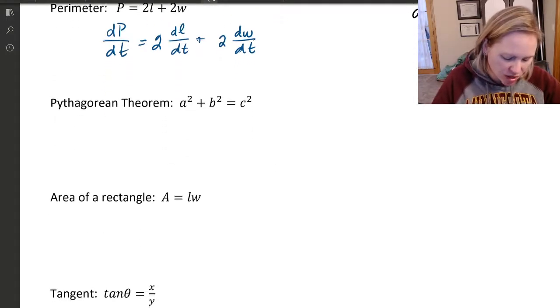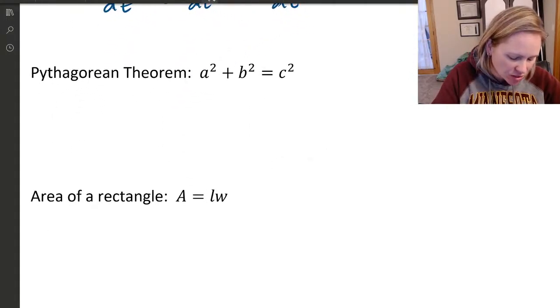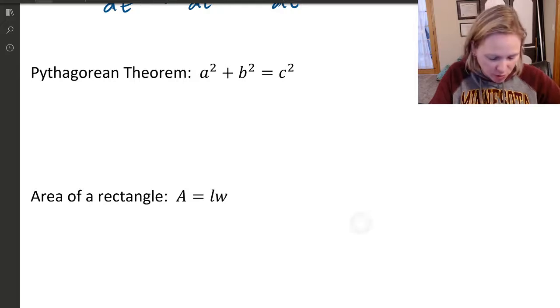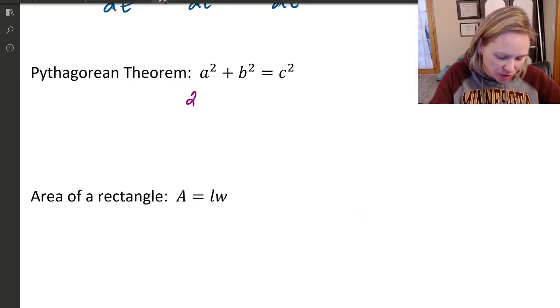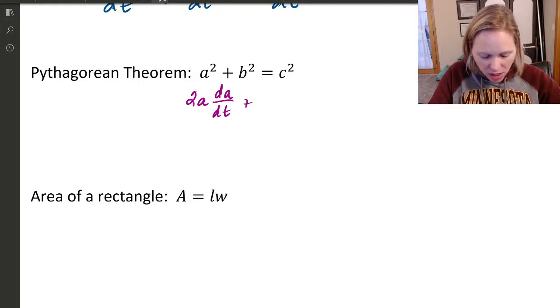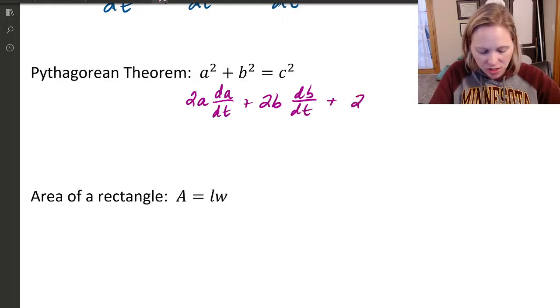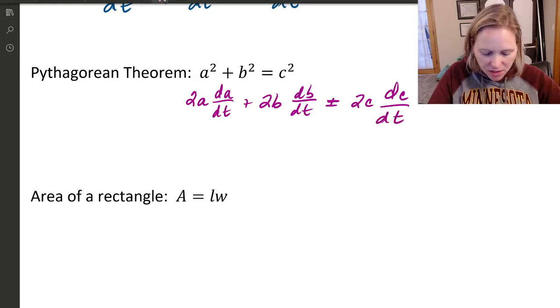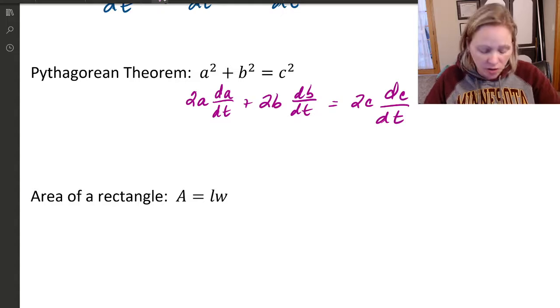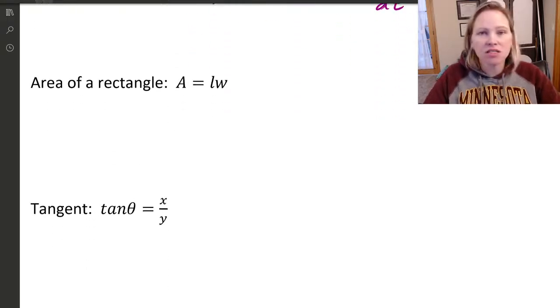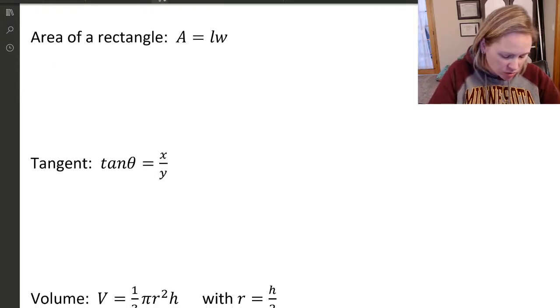So let's keep going. The Pythagorean Theorem. This is one that'll show up in a lot of our related rates problems. So we'll have 2a, but we'll throw in a dA/dt, plus 2b dB/dt, equals 2c dC/dt. So it's all about just putting in that d/dt of whatever variable we're working with. Let's keep going. We've got the area of a rectangle. Now this one is a little tricky because we will have to use the product rule.